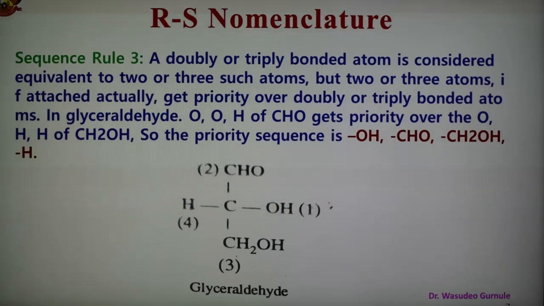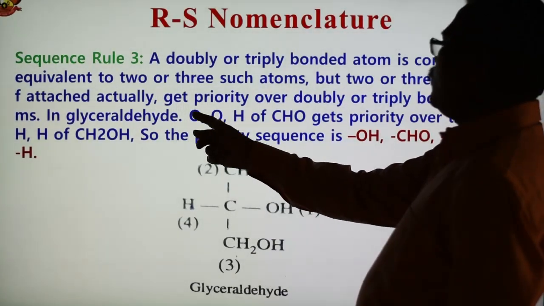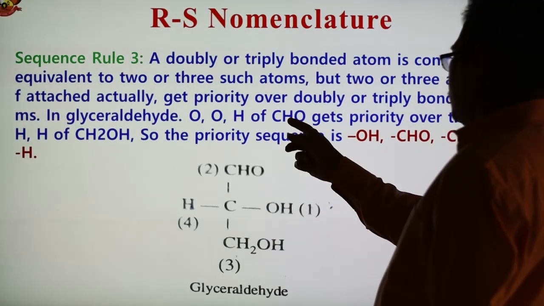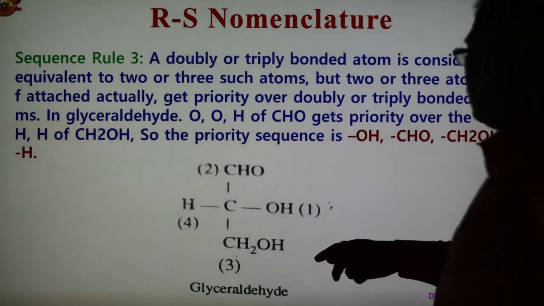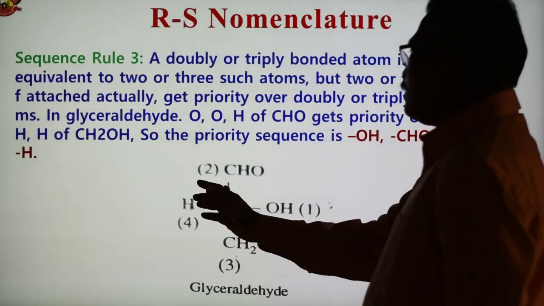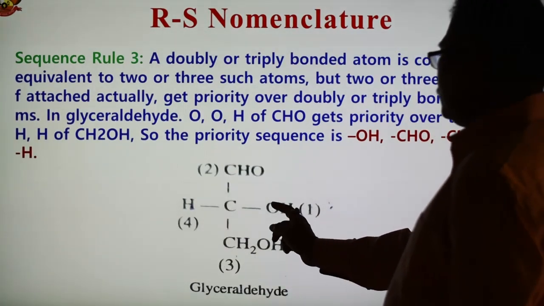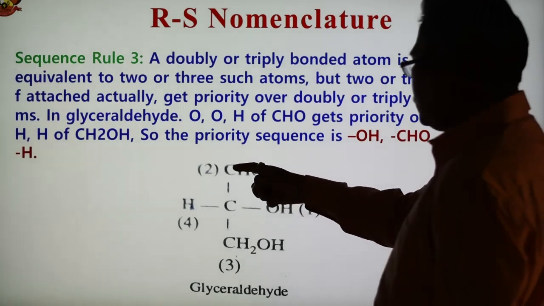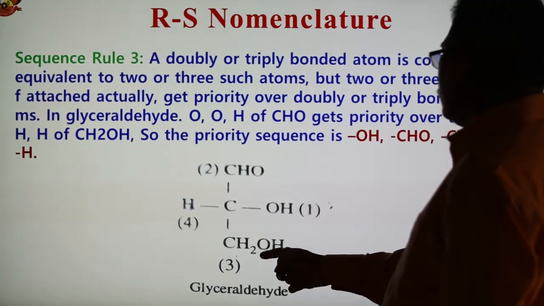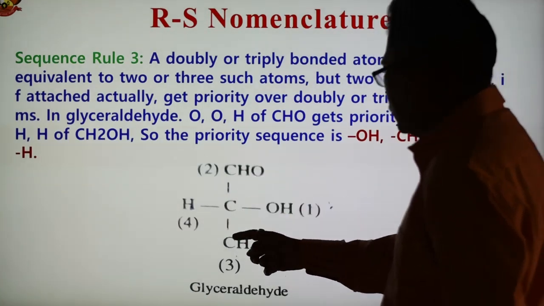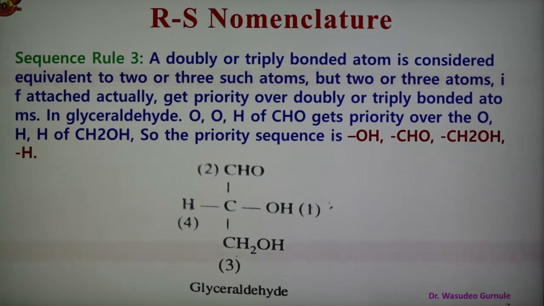For example, in case of glyceraldehyde, this is the glyceraldehyde and the priority order is oxygen, hydrogen of CHO get priority over the oxygen. So in this case, see the glyceraldehyde, this is the hydrogen, lowest priority, this is the OH, first priority, and this is carbon, again this is carbon, but this is attached to oxygen and hydrogen, this is attached to hydrogen and oxygen, so this is number 3 and this is 2. So in this way we can determine the priority order.